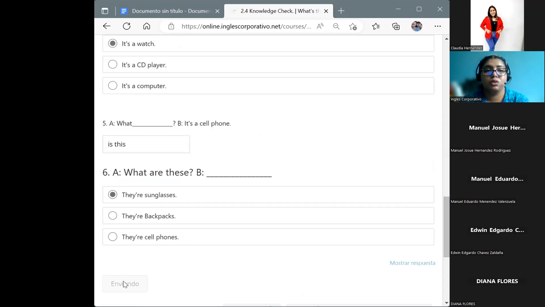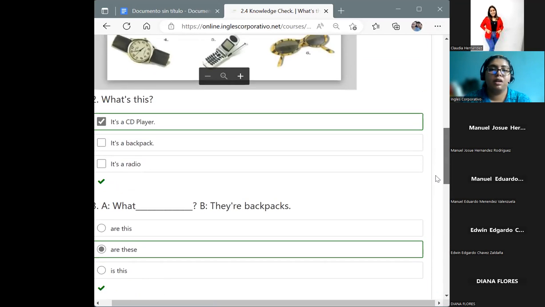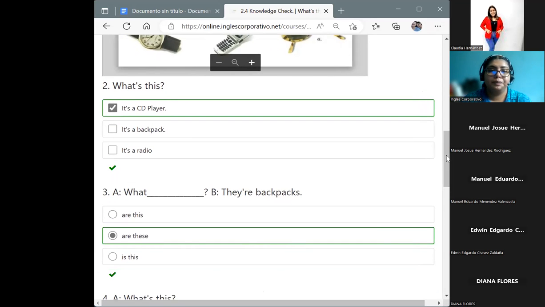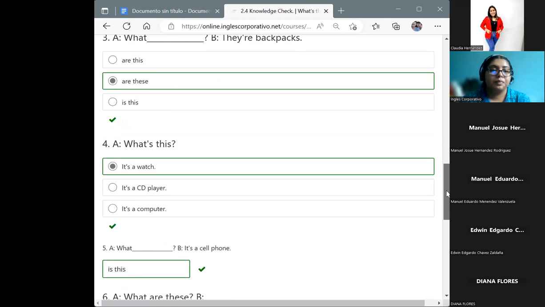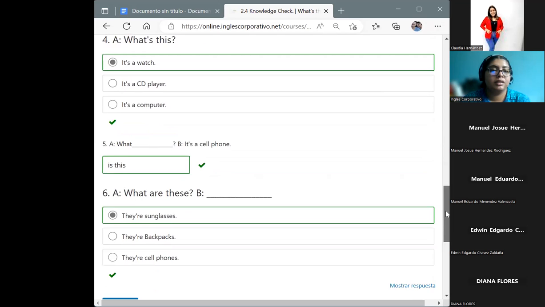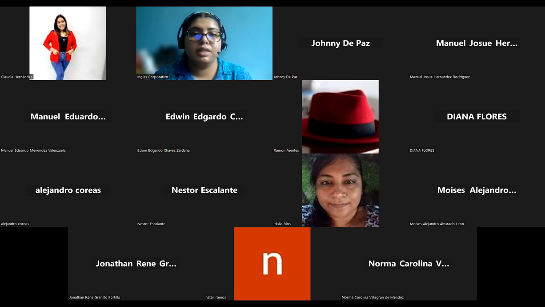And let's go to see the answers. All of them are correct. Todas ellas están buenas. Number one is a CD player. Next one, what are these? It's a watch. What is this? They are sunglasses. Okay, they are correct, all of them. Excelente. Si ustedes no han completado, es momento de que puedan ir completando esta parte de la plataforma para que no se vayan a atrasar.